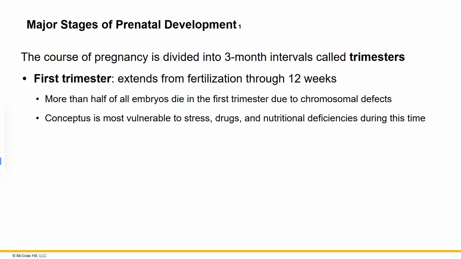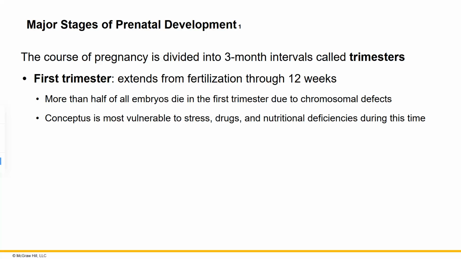The course of pregnancy is divided into 3-month intervals called trimesters. The first trimester extends from fertilization through 12 weeks. More than half of all embryos die in the first trimester due to chromosomal defects. The conceptus is most vulnerable to stress, drugs, and nutritional deficiencies during this time. So if you're not trying to get pregnant, you accidentally get pregnant, and you're still consuming a lot of alcohol during this time, you don't know you're pregnant, this is when we have a lot of those significant damages to the fetus during this trimester.